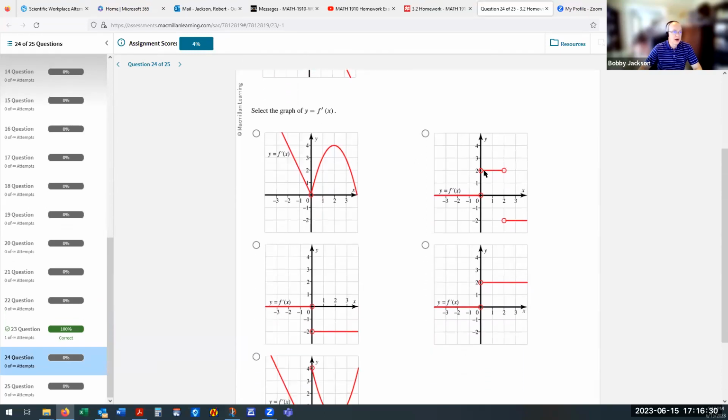Okay, well, this is not y equal -2, this is y equal 2, and then it becomes y equal -2. This is y equal 2, so that's not going to work. This is y equal -2. This is the correct choice.